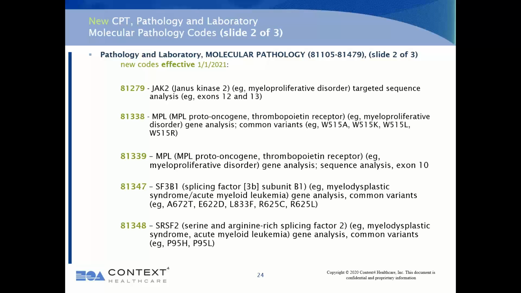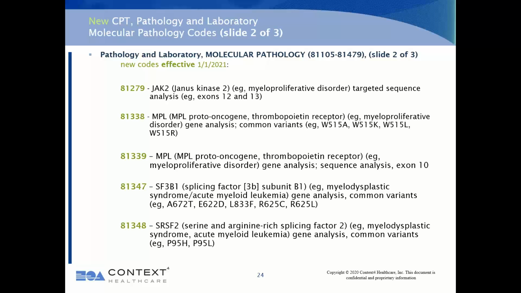The MPL gene provides instructions for making the thrombopoietin receptor protein, which promotes growth and division of cells. This receptor is especially important for the proliferation of megakaryocytes, which produce platelets. New CPT code 81338 is an MPL study of common variants, and new code 81339 is a specific sequence analysis of exon 10.